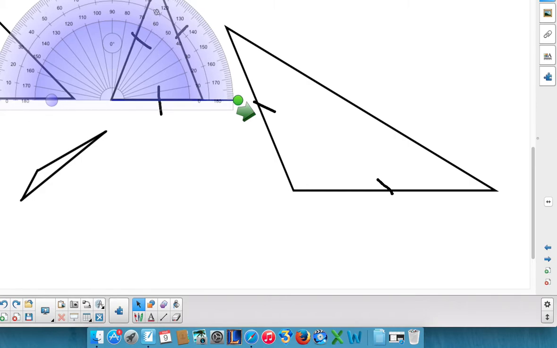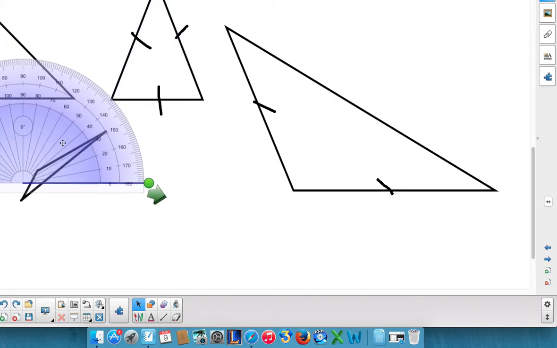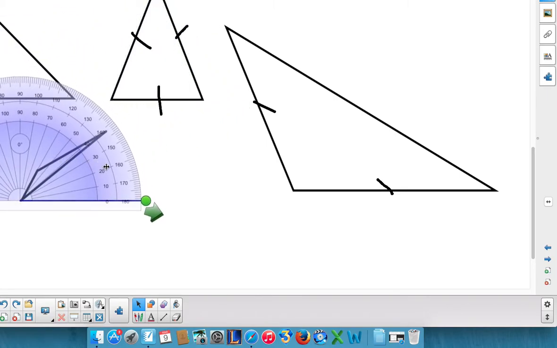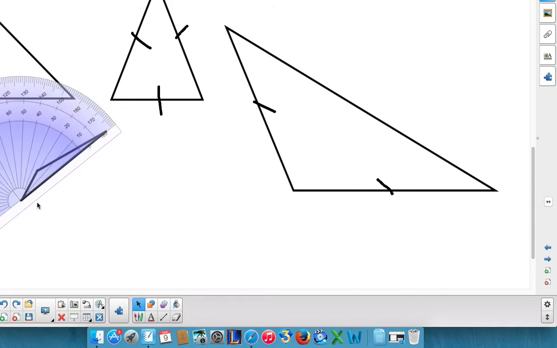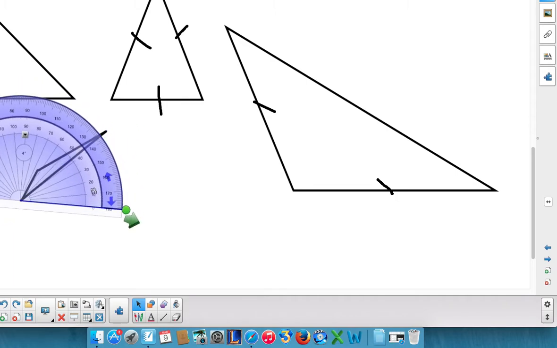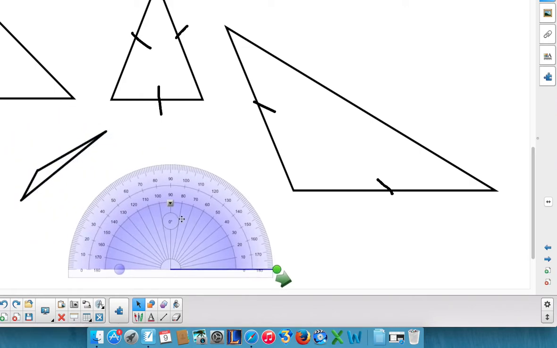This angle over here is 70 degrees. We'll just turn our protractor. And we've got 20 degrees. 20 degrees is less than 90 degrees, so we know that it's an acute angle.